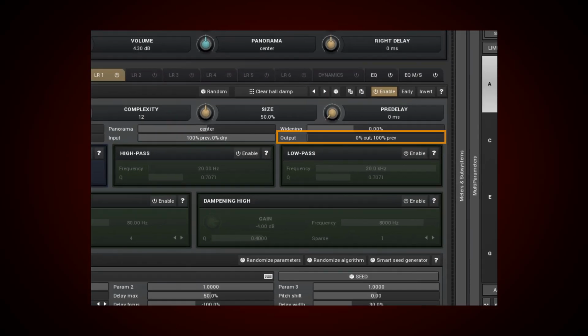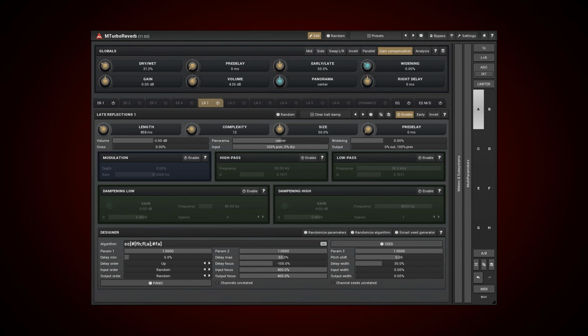The output sets the balance between the outcome of the previous and current generators. It works as the early-late controller does in the global parameters pane. However, its influence extends only to the currently chosen generator. At 0% out, 100% previous, we hear only the work of the previous generators, provided the early-late controller is in its middle position. If it is set to 100% out, 0% previous, then we will hear the current generator, and all the intermediate values set the balance between these two modes.